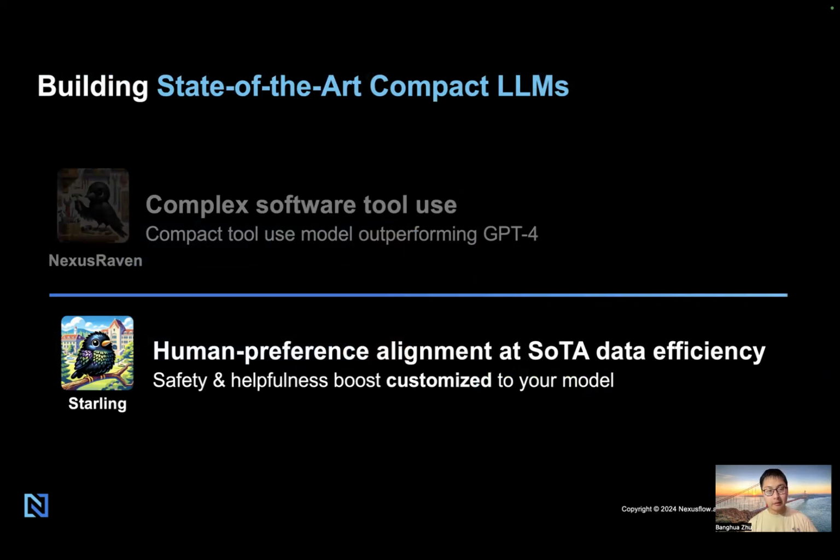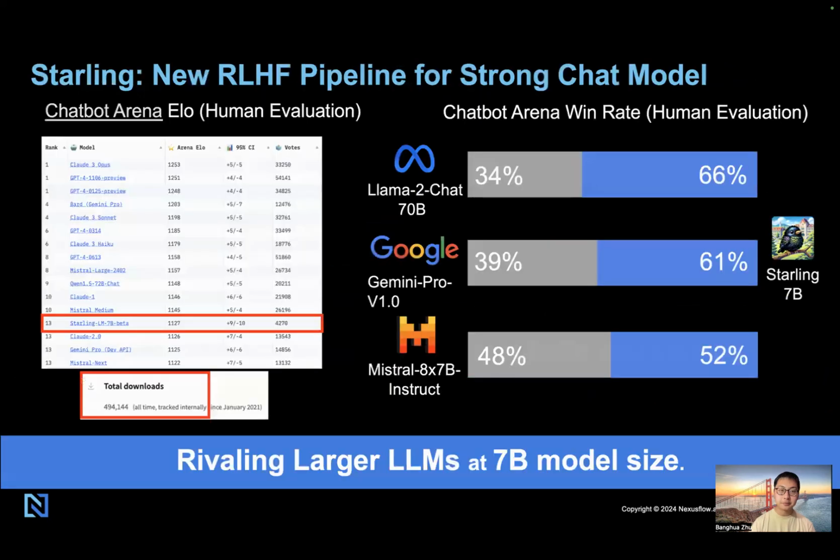For Starling, we're also trying to do human preference alignment at state-of-the-art data efficiency to improve safety and helpfulness, and to customize for your own model. We're building a new abstractive pipeline for a strong chat model. At the time of release, our Starling 7B model was ranking 13th on Chatbot Arena. It's also beating models like Llama 2 70B, Gemini Pro 1.1, and Mixtral 8x7B.